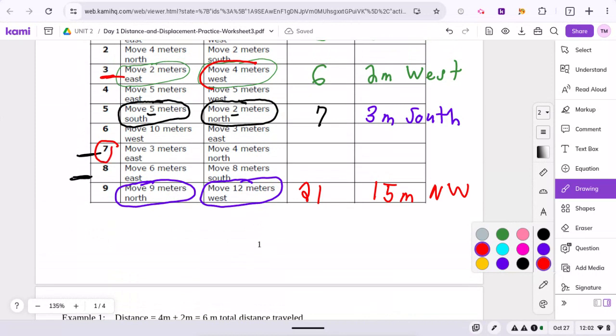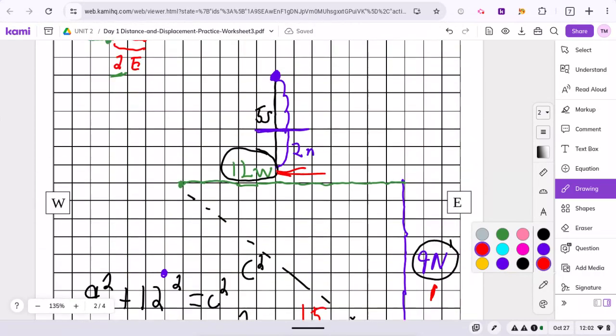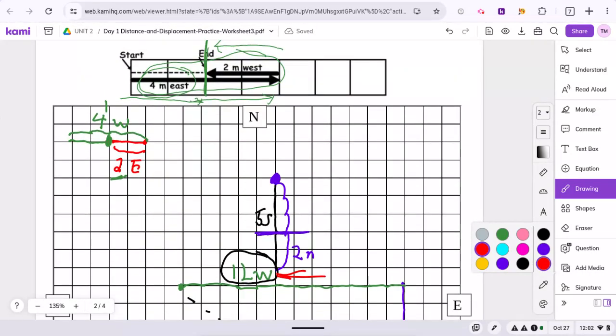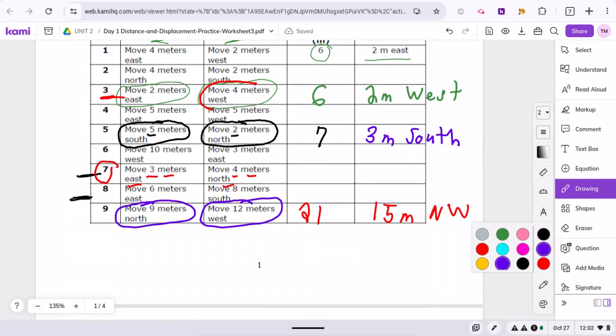So number 7 here, 3 meters east, 4 meters north. So 3 east, 4 north. Starting here, 1, 2, 3, 3 east, and then 4 north, 1, 2, 3, 4. So 3 east, 4 north. Total distance is 7.